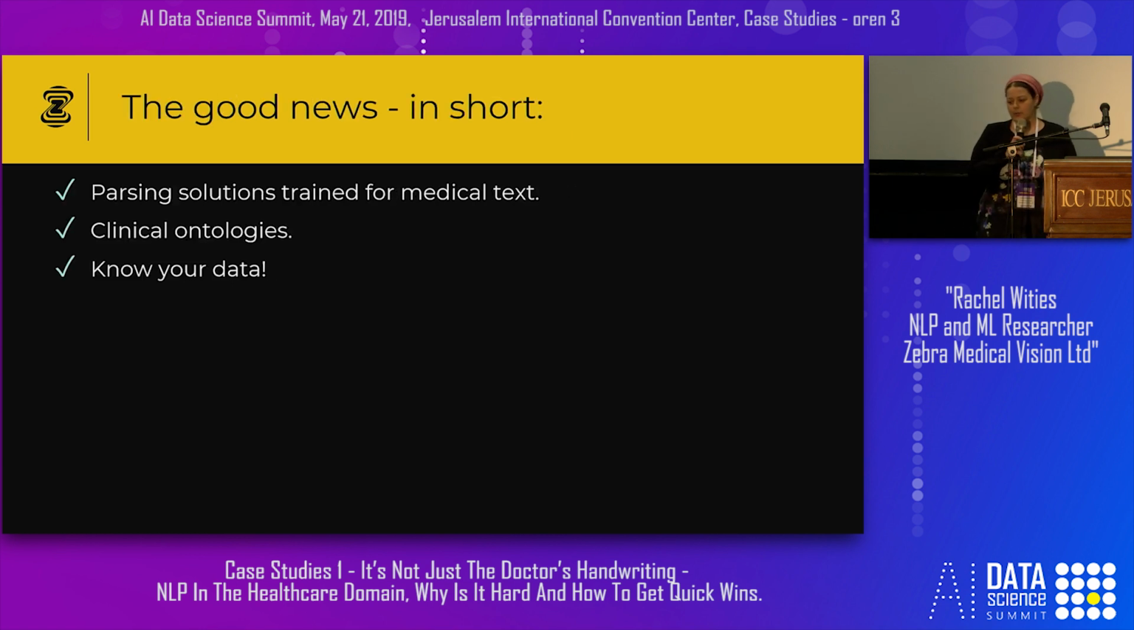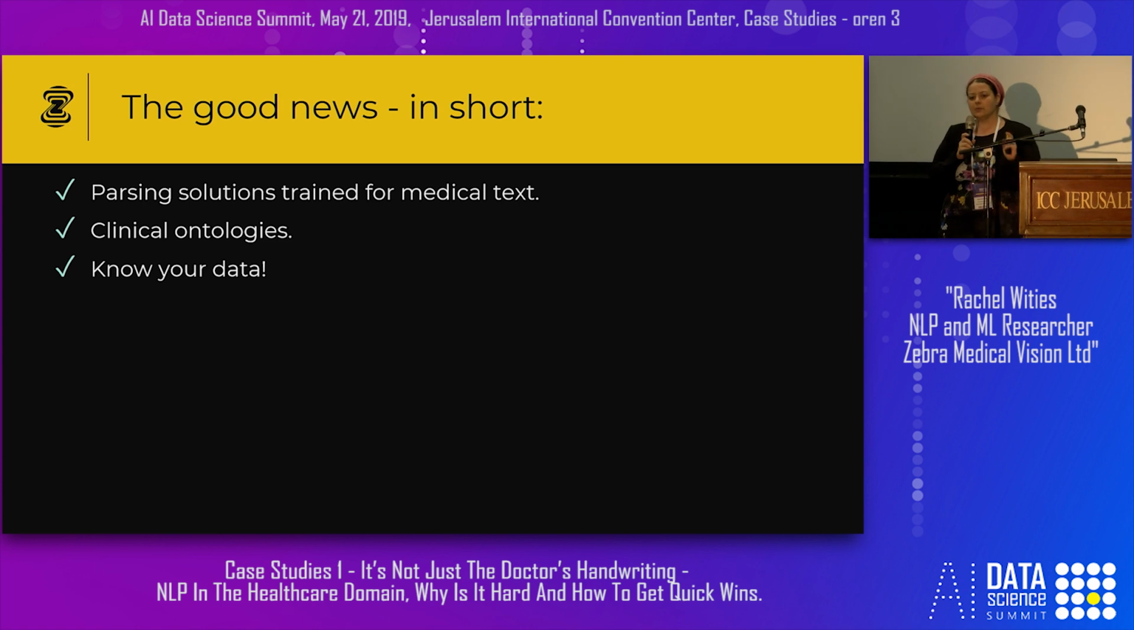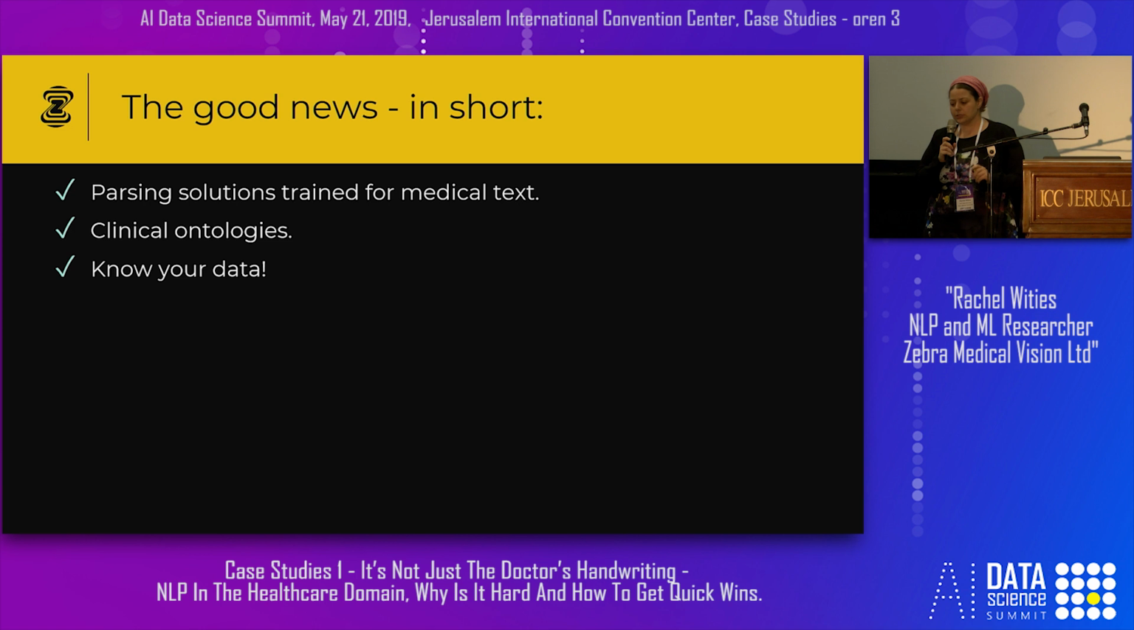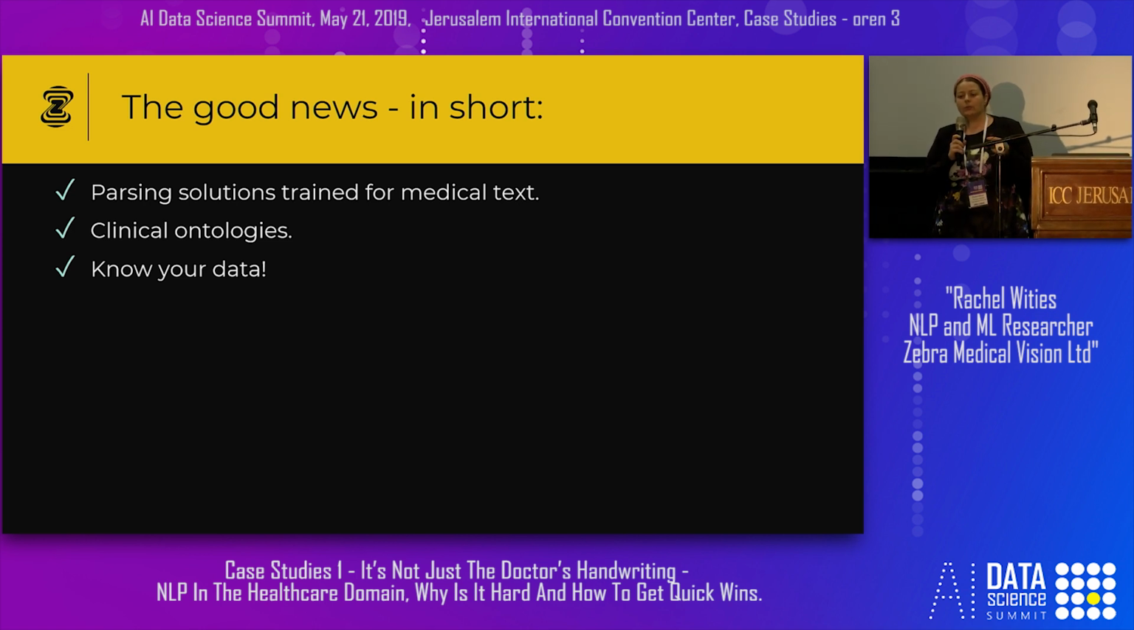Okay, so these were the problems. Now let's start talking about the solutions. If you take one slide from this lecture, please take this slide. These are the good news, and I'm going to elaborate on each of them now. There are parsing solutions trained for medical text. We're going to talk about what they can give you and what is still left for you to do by yourself. There are a lot of clinical ontologies, and I'll show here how we can use them to inject knowledge into our neural networks.